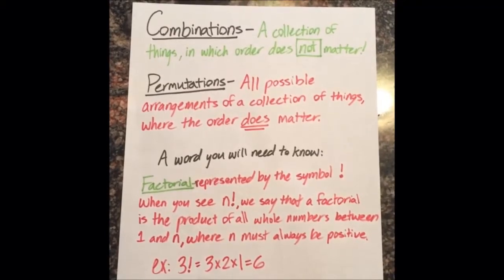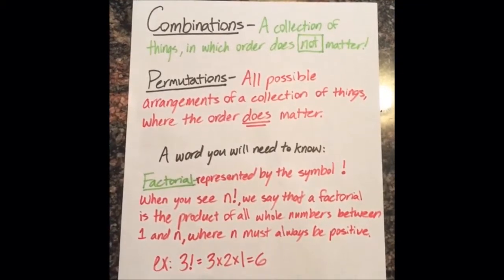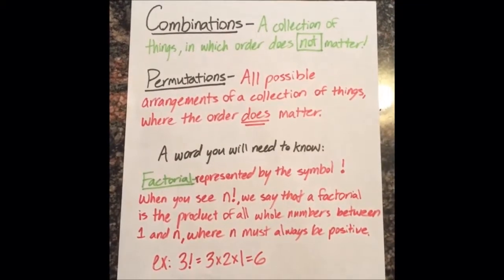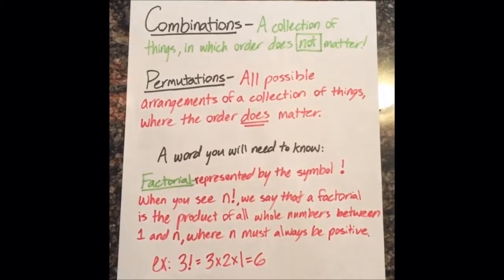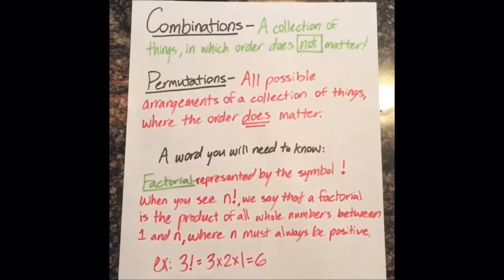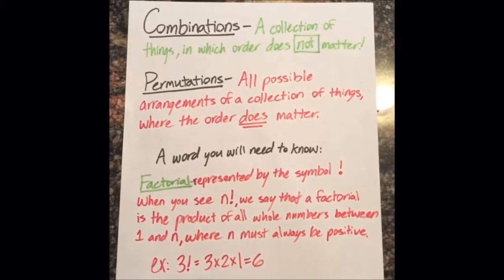A word you will need to know to solve both of these is called the factorial. It is represented by the symbol, an exclamation point. When you see an exclamation point, we say that a factorial is the product of all whole numbers between 1 and n, where n must always be positive. An example is 3 factorial, which equals 3 times 2 times 1 equals 6.